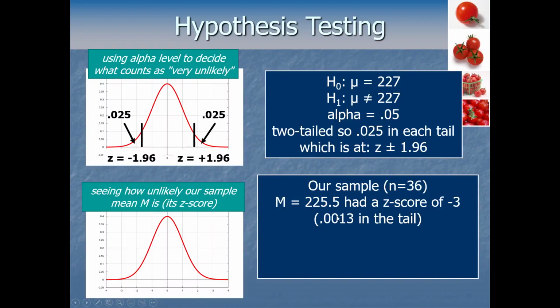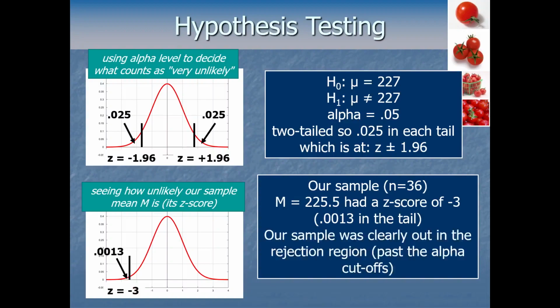But specifically, you could look it up in the z-table and find the exact amount in the tail that's past our sample's z-score. It's 0.0013. That's the proportion in the tail to the left of that, way out past it. Just 0.13% of the whole distribution is out that far or further. Which means our sample is clearly out in the rejection region, past the alpha level cutoffs that we drew above. Those put 2.5% in each tail, and we're even further out, where there's less than 1% in the tail beyond our sample mean's z-score. So that's why we're rejecting the null and concluding the machine is busted.